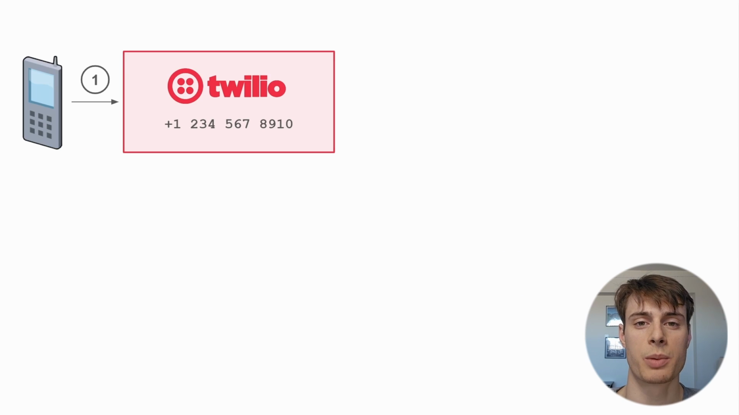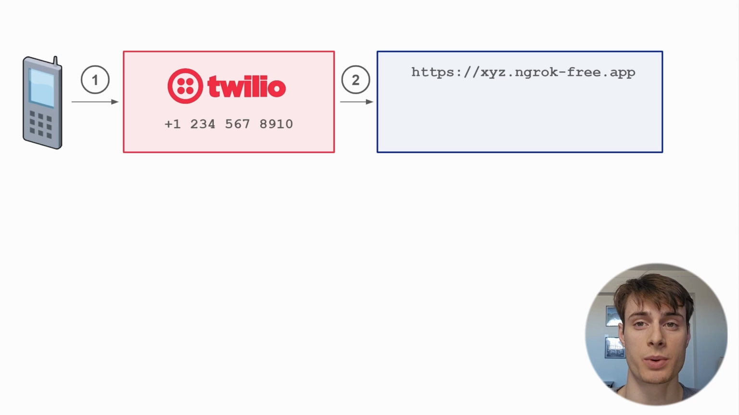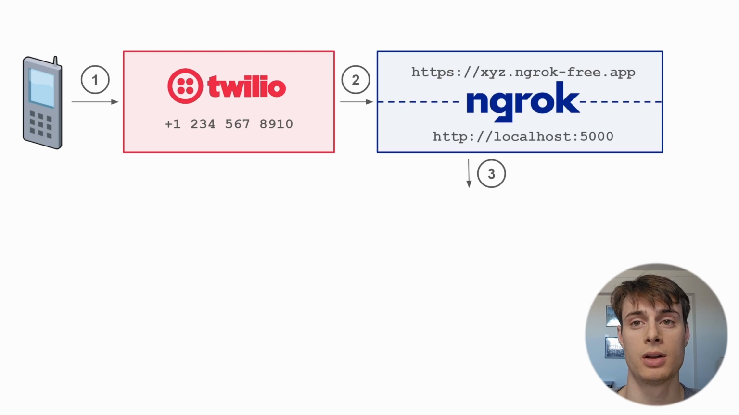Now, looking under the hood, first the user calls a number that we provision with Twilio. Twilio then calls a specific endpoint associated with this number. In our case, we configure the endpoint to be an ngrok URL, which provides a tunnel to a port on our local machine. So ngrok allows us to expose our application to Twilio without having to provision a cloud machine or modify our firewall rules.